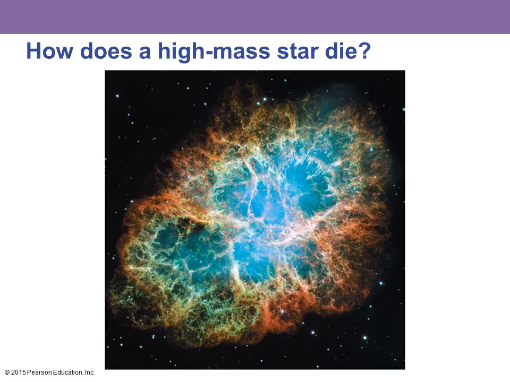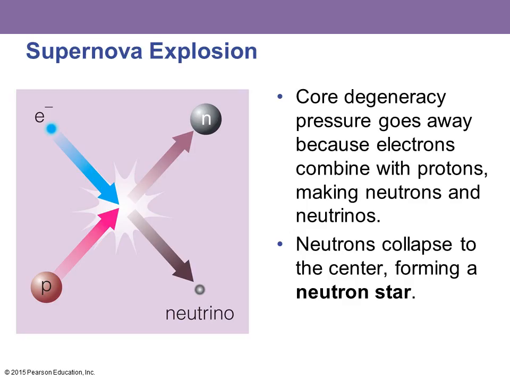So how does a high mass star die? Well, remember degeneracy pressure. It goes away because electrons combine with protons in this case, and they make neutrons and neutrinos. So here we get the actual production of another subatomic particle from protons and electrons. We get neutrons. The neutrons collapse to the center, forming what's called a neutron star. And that also results in a supernova explosion because the remaining energy is thrown out into space in a huge, huge explosion.